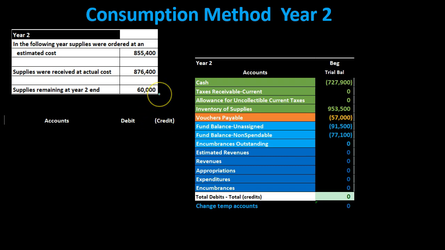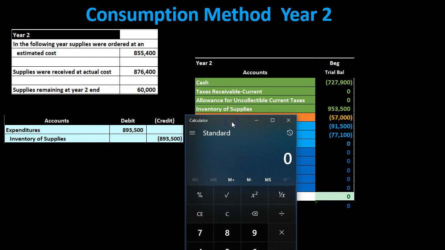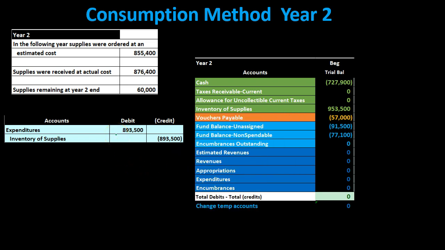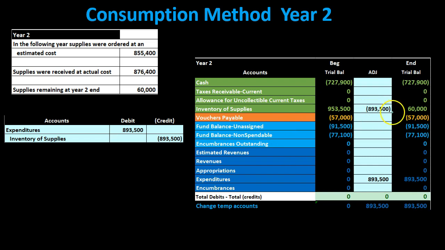We're going to say, all right, now this is how much is left, 60,000 left. So now we do the adjusting entry that we would expect, and we're going to say, all right, well, this is how much is in there, 9,535,500, and we're going to say that 60,000 is left, minus, so we're going to say that we have consumed 893,500. So therefore, we're going to debit the expenditure 893.5, credit inventory 893.5. That brings inventory down with the credit to the 60,000 matching the physical count, and then we have the expenditures going up by the amount that we consumed on an accrual basis, the 893,500.